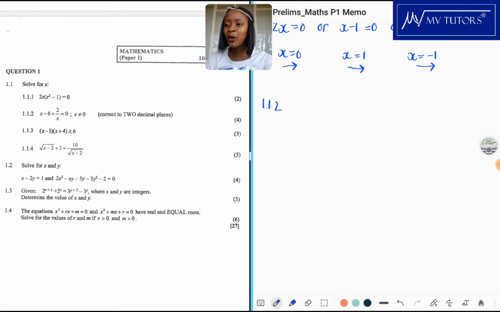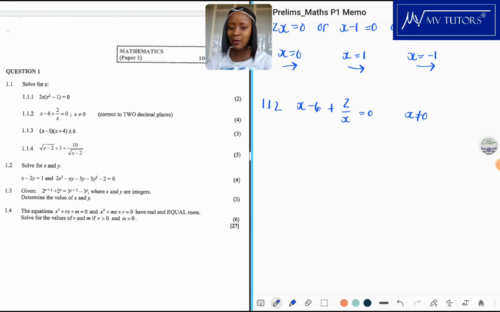All right, and then 1.1.2, we should solve again for x, but as soon as they say correct to 2 decimal places, that should be a hint that you should be using the quadratic formula. So let's write it down. We have x minus 6 plus 2 over x is equal to 0, and we cannot have x equal to 0 as a solution. Okay, so we have a fraction.